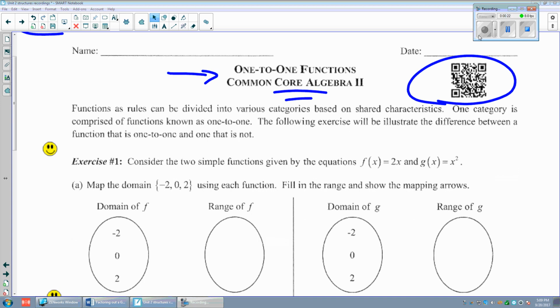It's one-to-one functions. Functions, as a rule, can be divided into various categories based on characteristics that they share. One category is comprised of functions known as one-to-one. The following exercise will illustrate the difference between a function that is one-to-one and one that is not one-to-one.